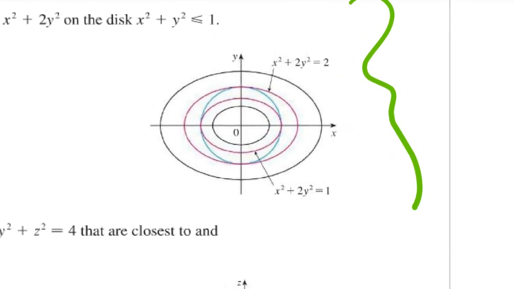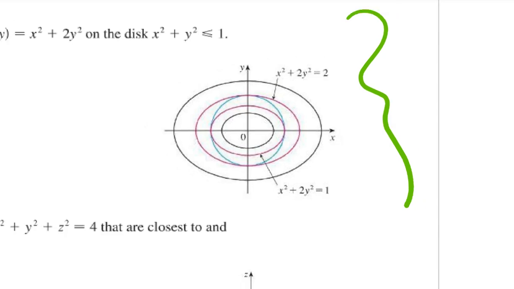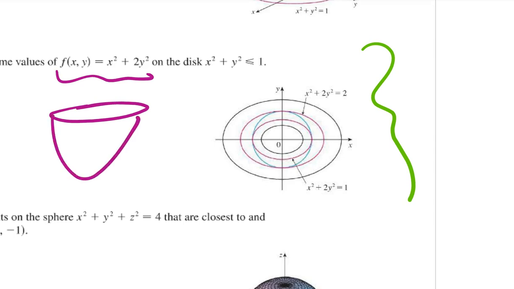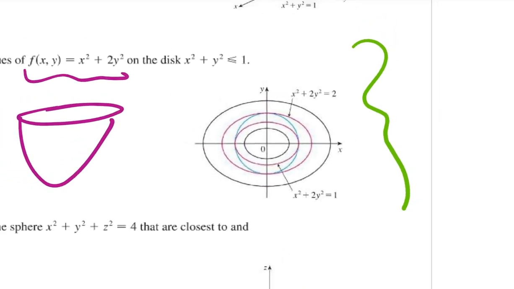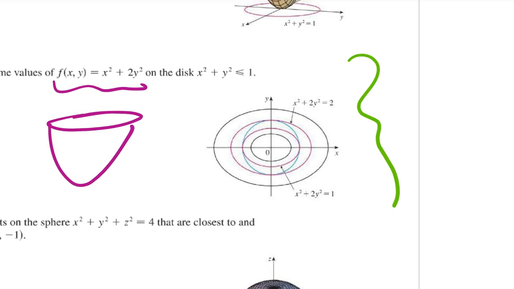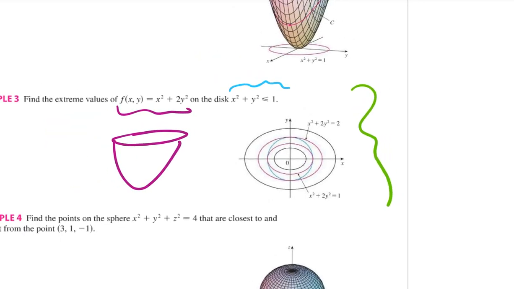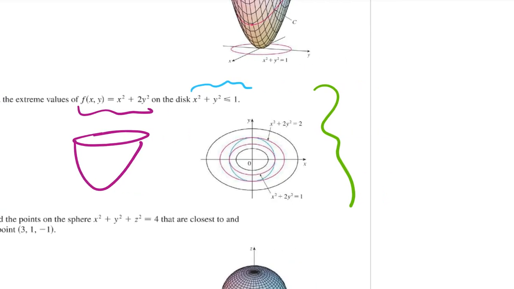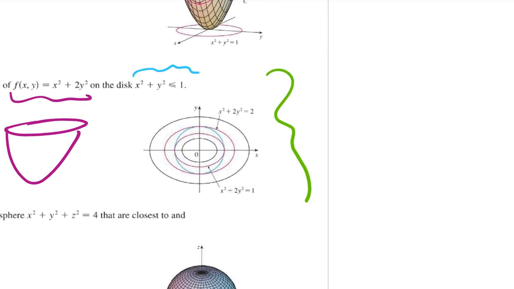No, it's the one in purple. So this is a paraboloid. This one is in purple. This is the paraboloid, and its level curves look like this. Its level curves are in purple here. Now, then there's a disk. The disk is in blue. So that's this one here. So the extreme values of the paraboloid on the disk would be the following.